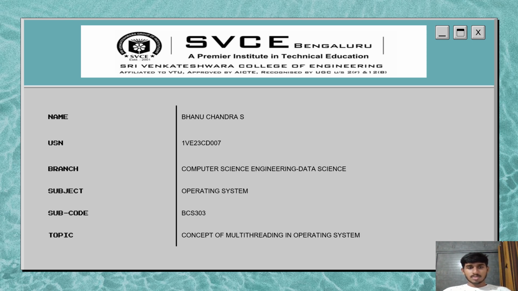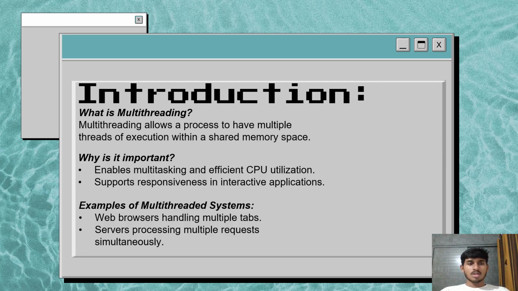So today's subject is operating system. The subject code is BCS303 and today's topic is the concept of multi-threading in operating system. So let's get an introduction. What is multi-threading? Multi-threading allows a process to have multiple threads of execution within a shared memory space.